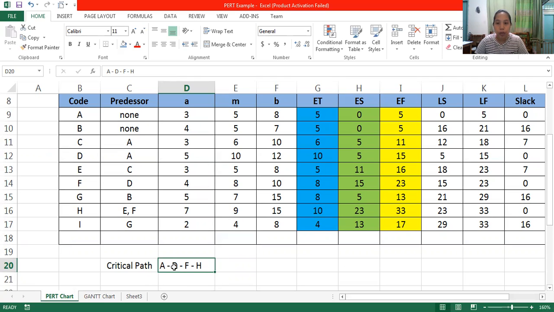So we have here activities or tasks A, D, F, and H. That would be our discussion for this lesson.